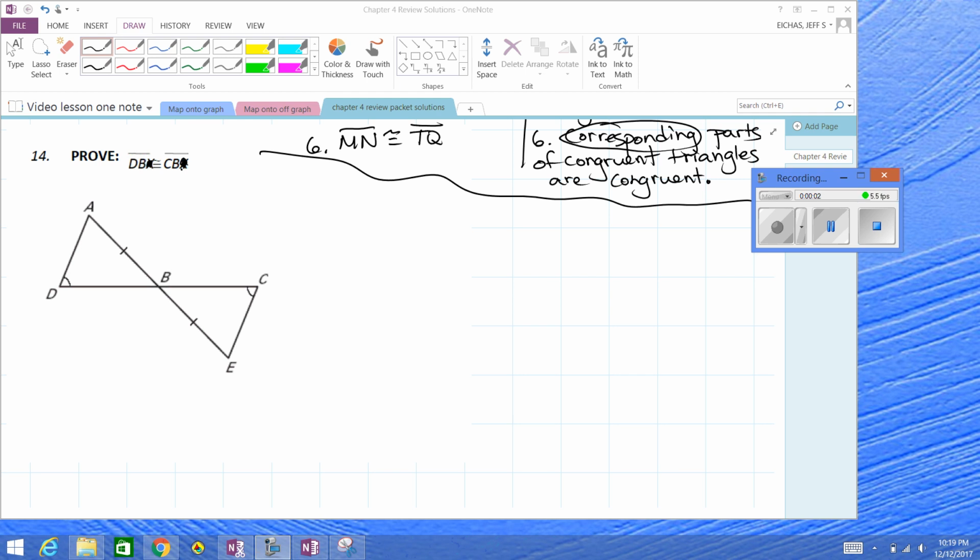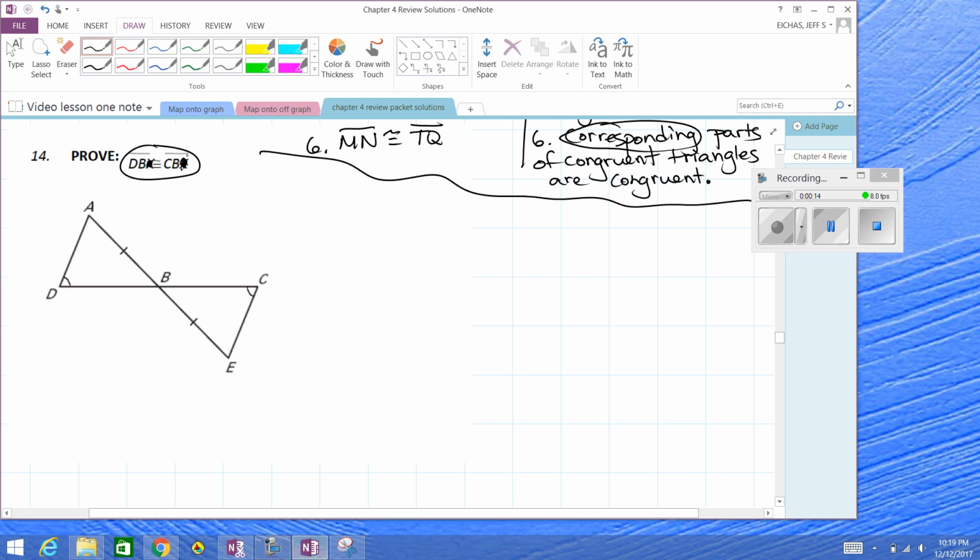Okay, so another proof here. So we're looking to show, again, it looks like there's no given, so we've got to interpret it from the diagram. What we will say is that's what we've got to prove, DB congruent to CB. Now, one of the things that tend to be mistakes is we don't know that to be true. We're trying to prove it. So that's what we're going to work towards.